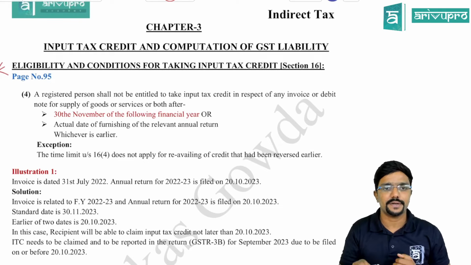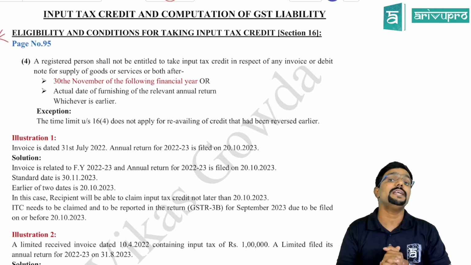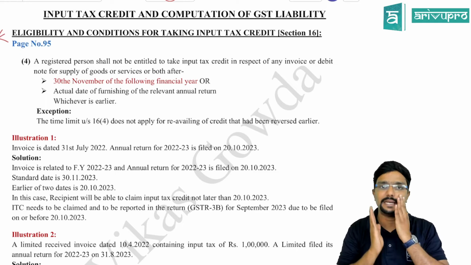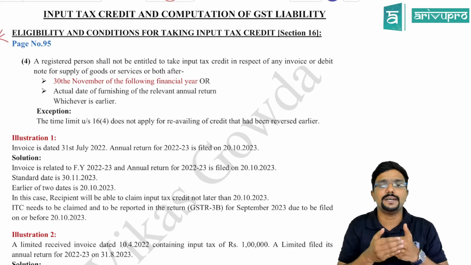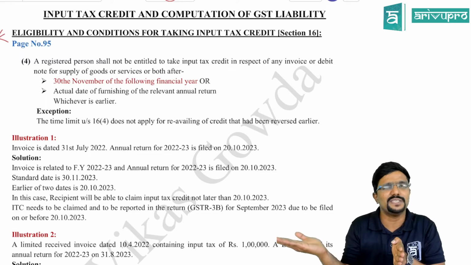Yeah, what is it, sir? So subsection 4, first of all, talks about what? The deadline to avail input tax credit. So any input tax credit, you have to avail it within this time. Okay, normally input tax credit with respect to whatever inward supply you have taken in this month, you will normally claim it in the next month's return.